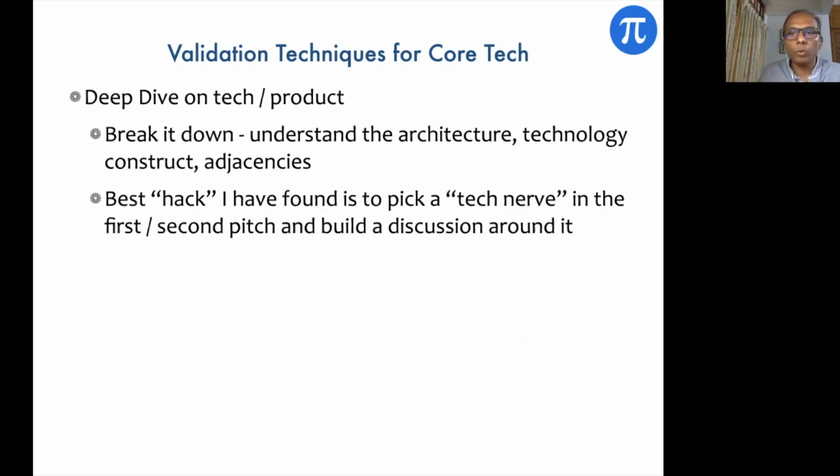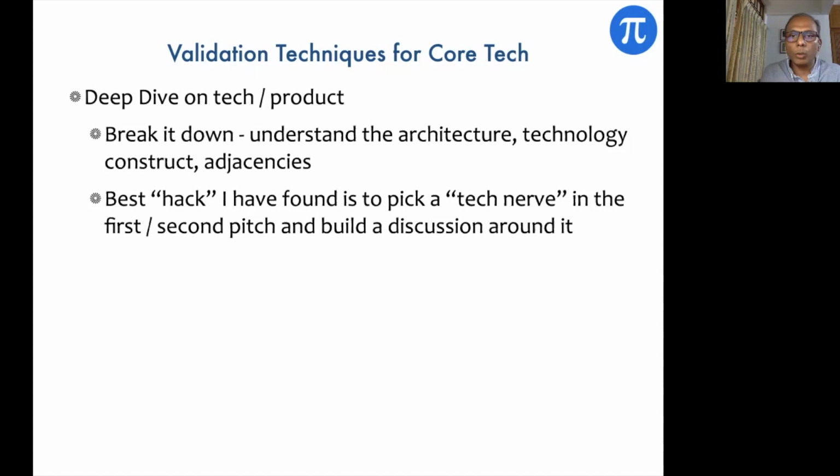What I have found to be very useful in working with founders is that if in the first or the second pitch, you can pick up a tech nerve, right? What is the nerve center of that tech, and build a discussion around it, then a lot of the hypothesis building becomes easier. You are able to see where the core is. You are able to see the 10x. You are able to answer those 5 questions in a much easier way.